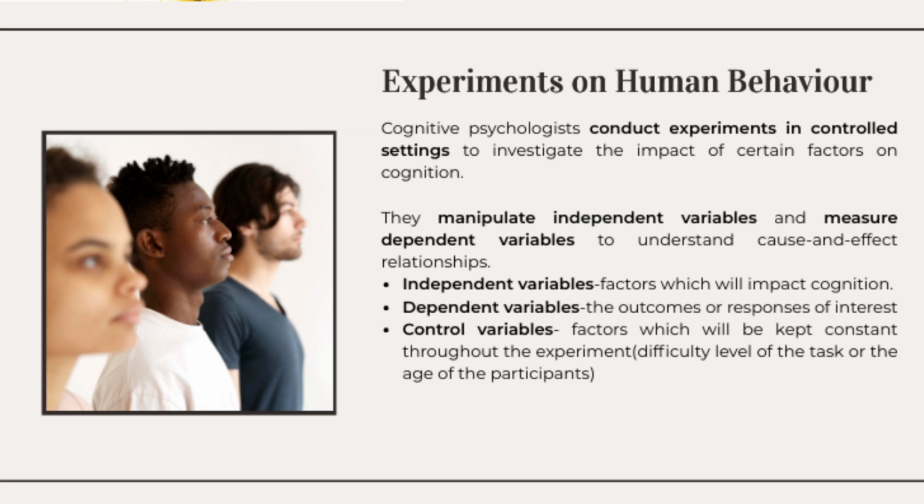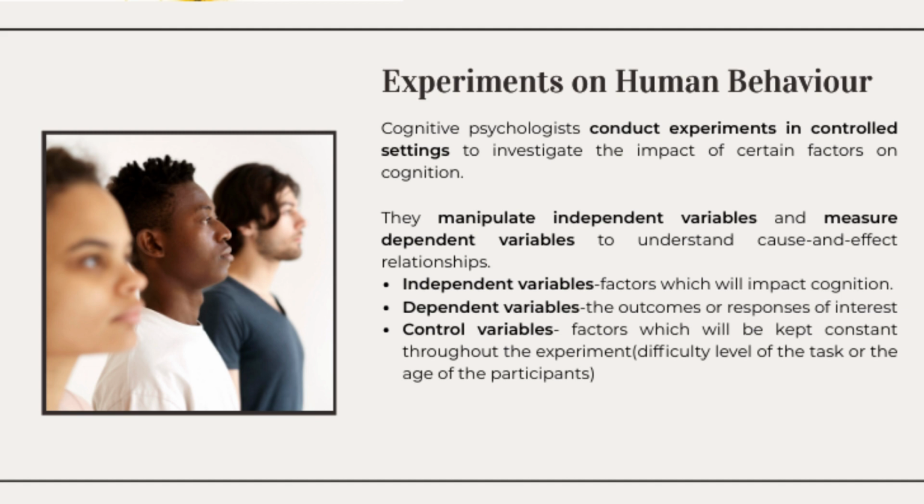To ensure the reliability and validity of their findings, cognitive psychologists must control irrelevant variables by keeping them constant throughout the experiment. These constant variables are referred to as control variables. By holding them steady, researchers can isolate the effects of the independent variables on the dependent variables they are studying. To conduct an experiment effectively, cognitive psychologists must take certain steps.